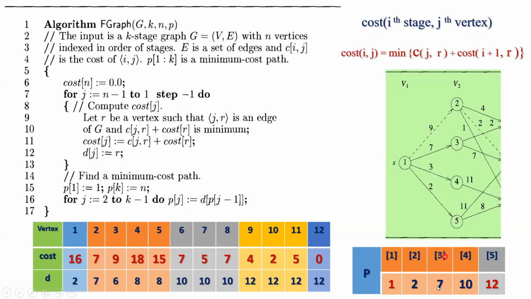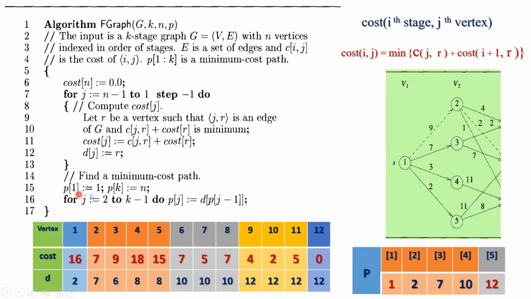P of 3 is 7. And I have to refer d of 7. So what is d of 7? It is 10. And hence I am writing 10 here. I will repeat this in 2 minutes. Once again, we shall repeat this.